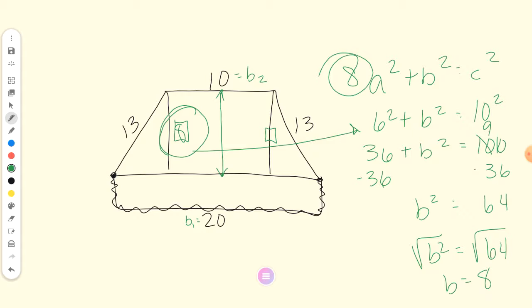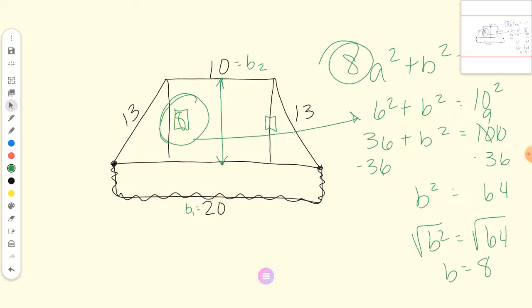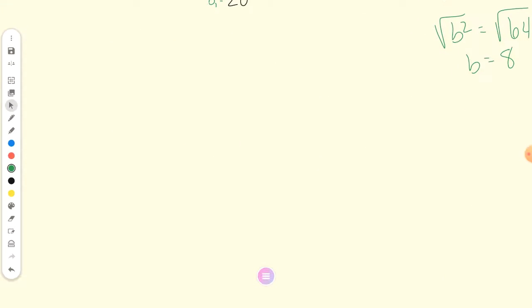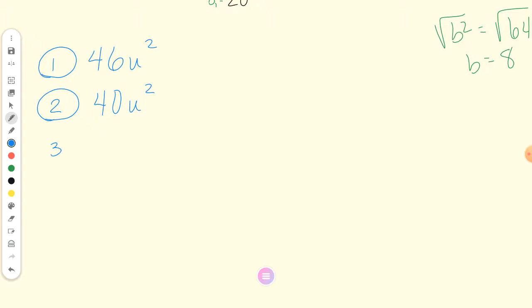So number 1, if you solved number 1, I'm going to write these on the board. Not everybody solved the same ones, so you will have to check yours. Number 1, the answer is 46. I guess they're all units. Yeah. Units squared. Number 2, 40 units squared. Number 3 is 50 units squared.